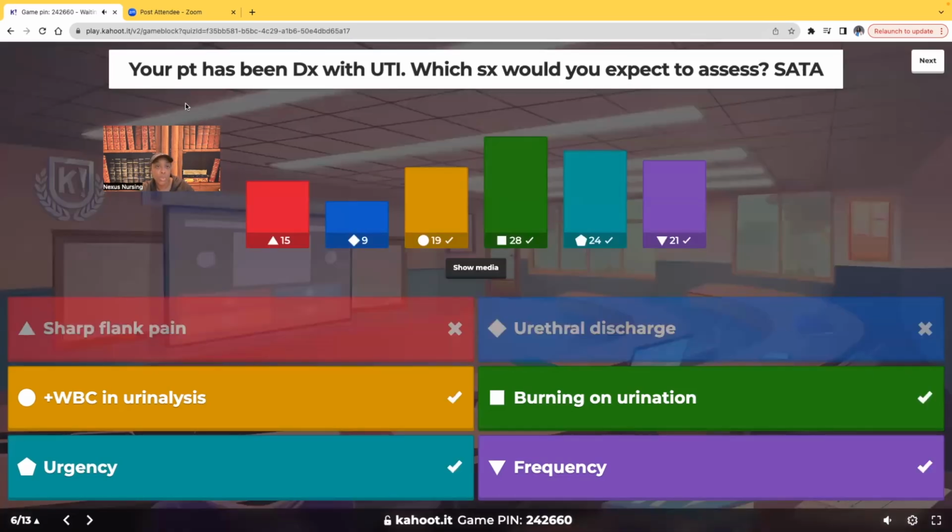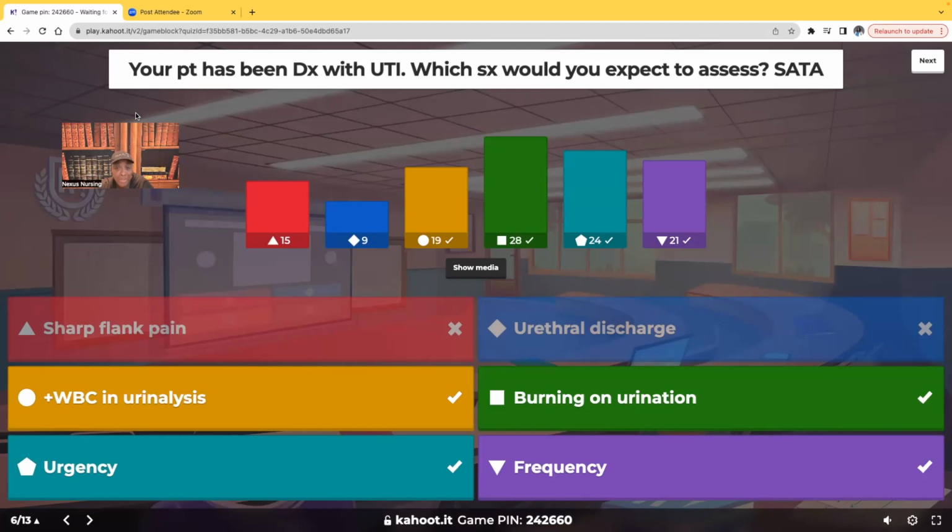All right, so 15 of you guys chose sharp flank pain. Sharp flank pain, you should be thinking of something like pyelonephritis, right? An upper urinary tract infection, okay? We're talking about UTI, cystitis, inflammation of the bladder, infection is present. We're not talking about pyelonephritis. When you see sharp flank pain, you should be thinking more kidneys, ureters, okay?